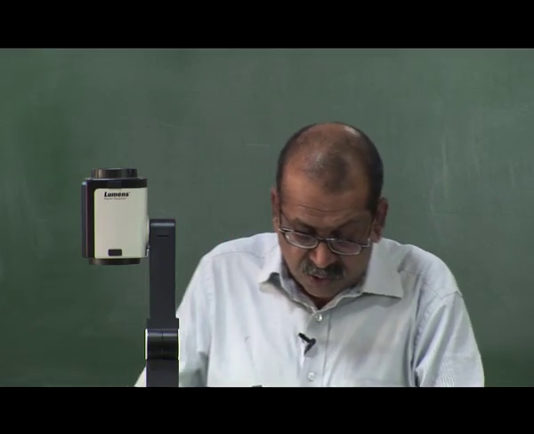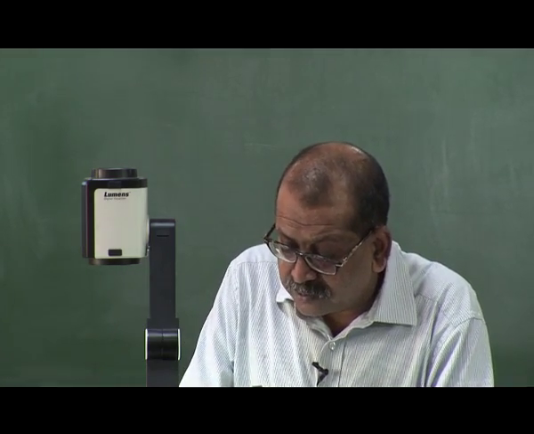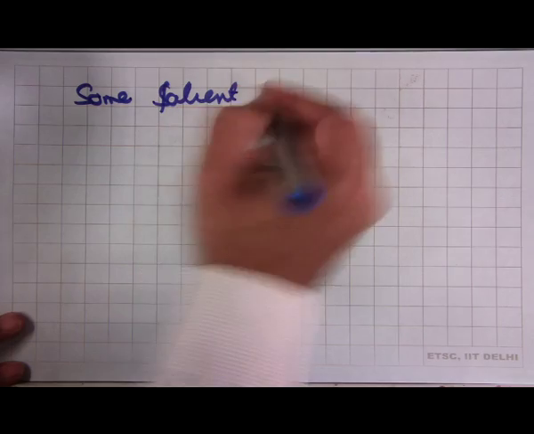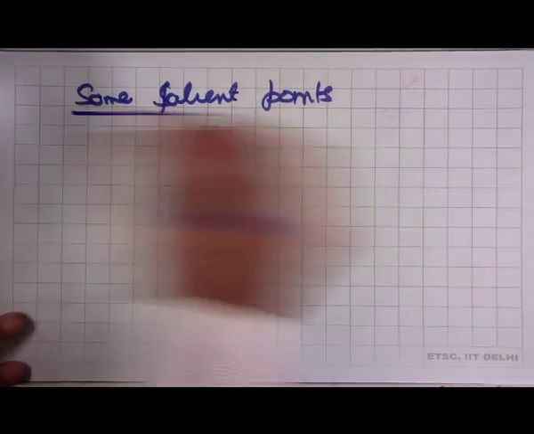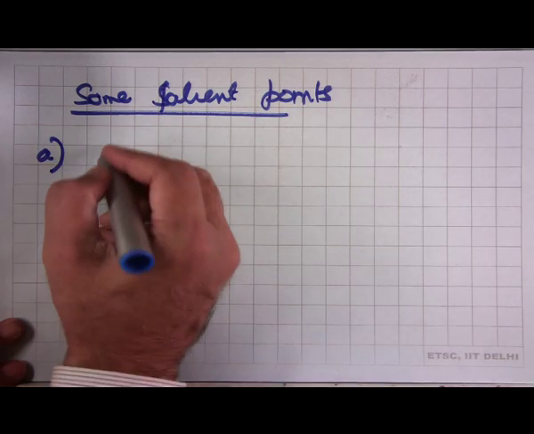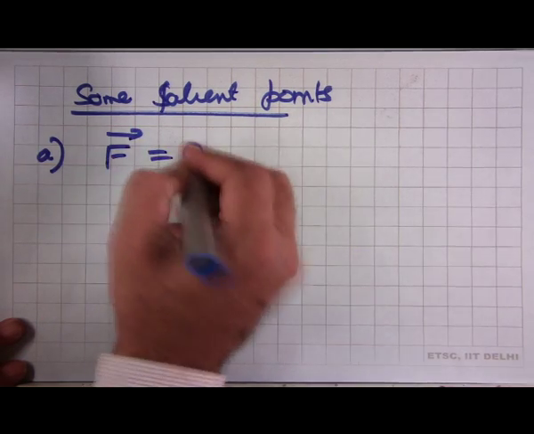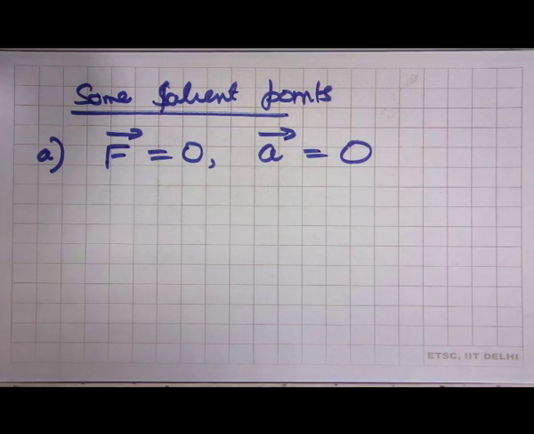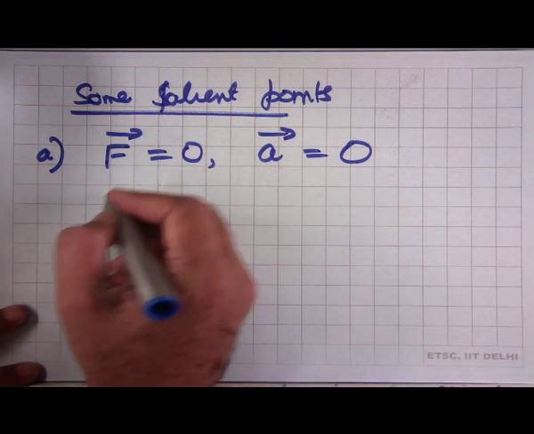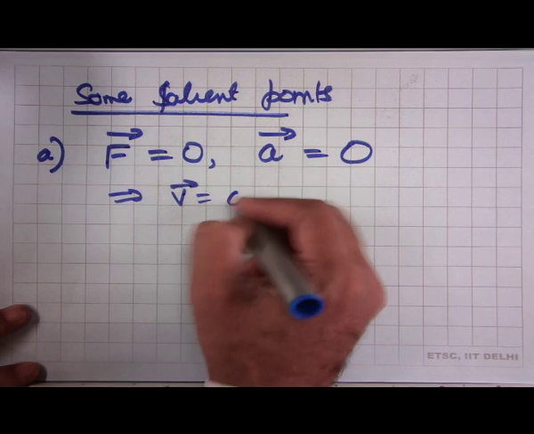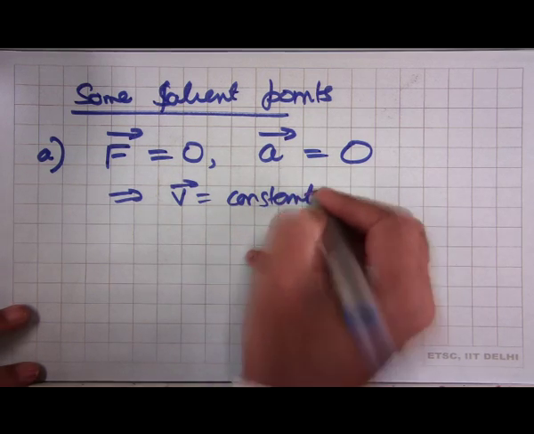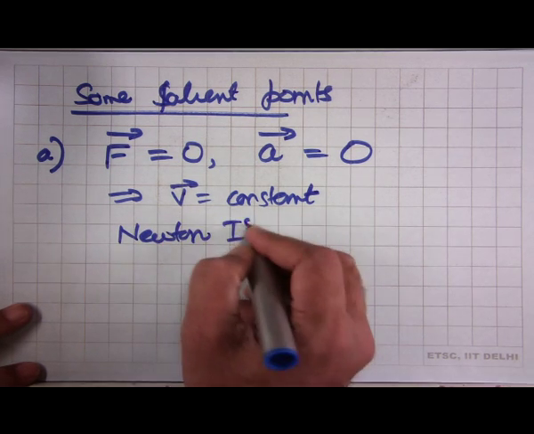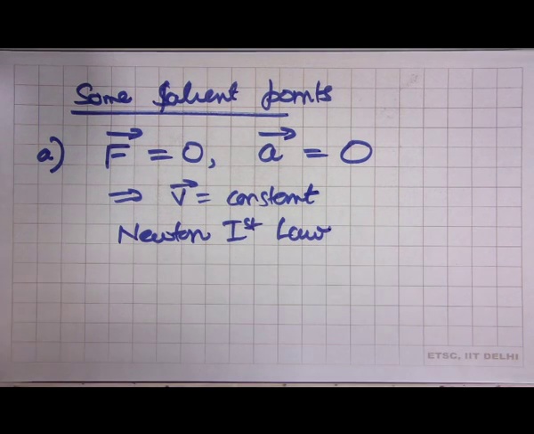So, now if we try to look at some salient points about Newton's second law, the first thing we realize is, if the sum of the external force is equal to 0, then acceleration is equal to 0, and if acceleration is equal to 0, this will imply that velocity is equal to constant, and that means this is what is Newton's first law.